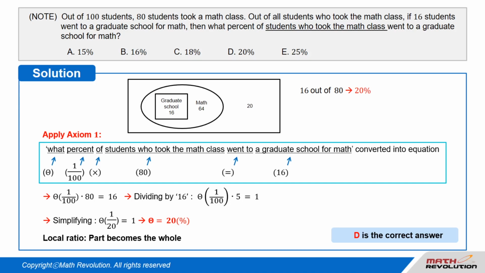So the logic in which percent changes according to the nature of the population is called local ratio. This logic regarding a local ratio frequently appears in the GMAT. Answer D.